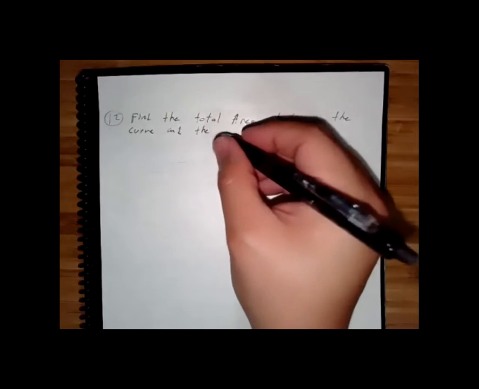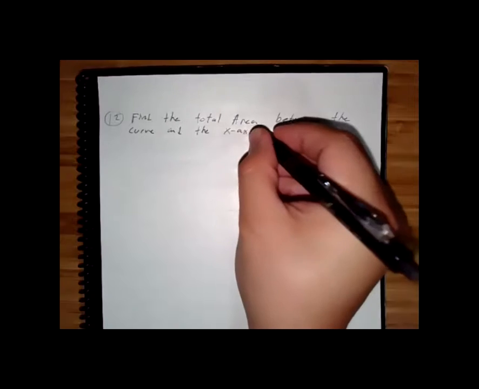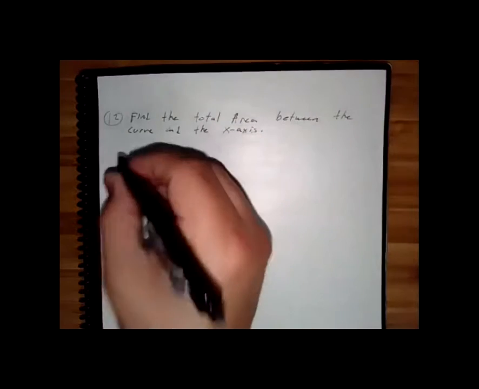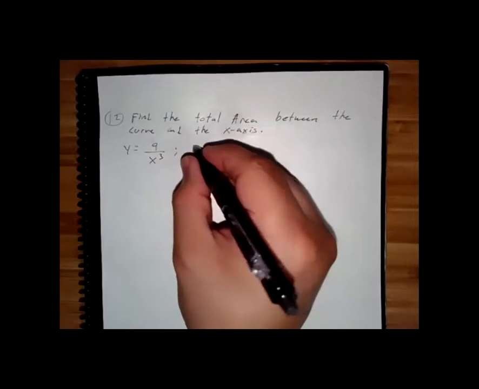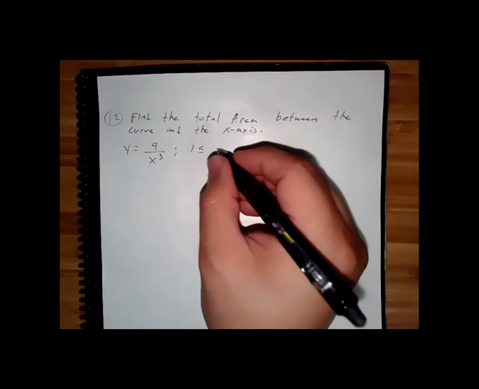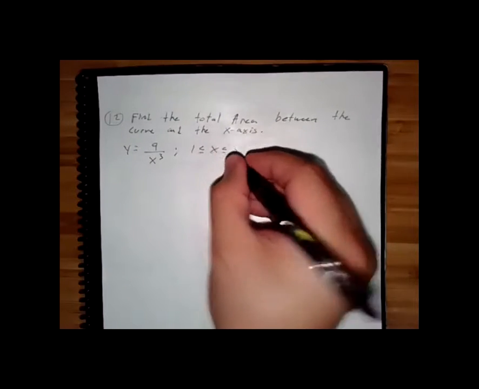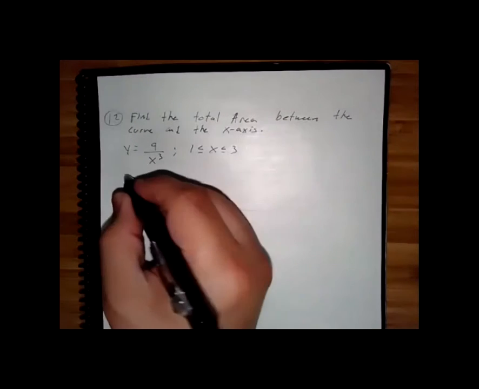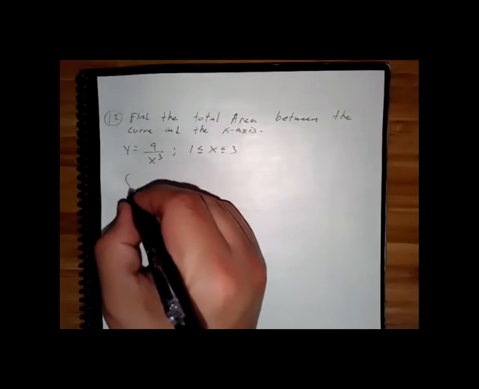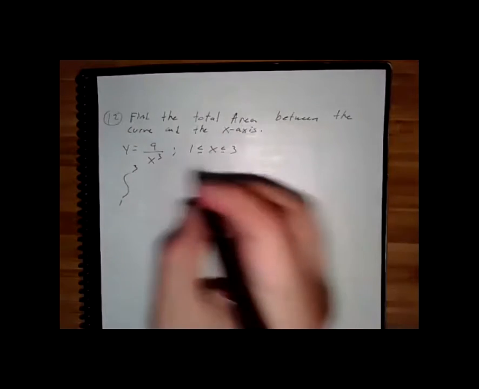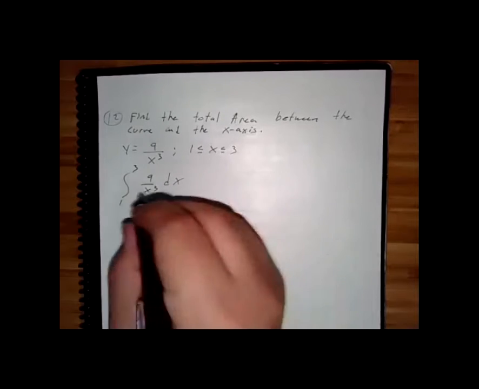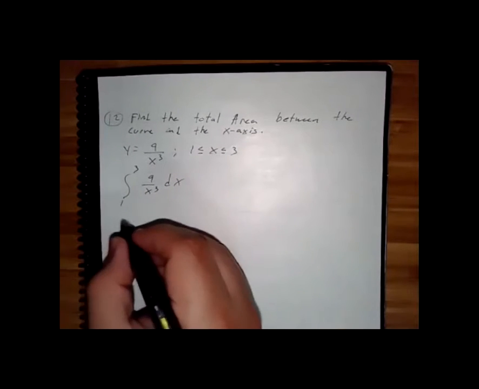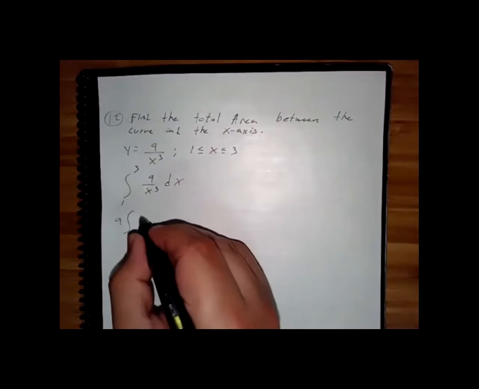Right. Curve and the x-axis. All right, so here's the function: 9 over x cubed, from 1 to 3. So these are the bounds of integration. So you integrate from 1 to 3 of 9 over x cubed. Since they said it's between the x-axis, I can do it straight up just like this. So just integrate this thing. I'm going to pull out the 9 and bring up the x cubed.